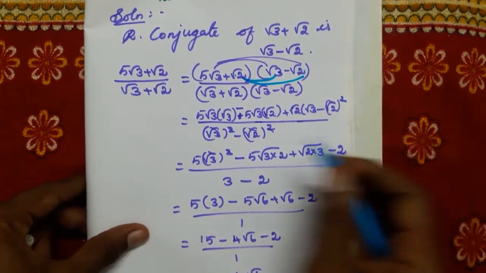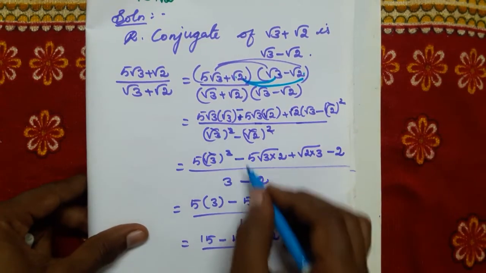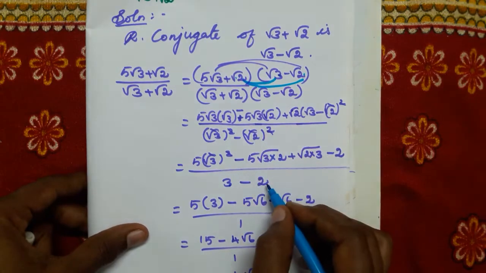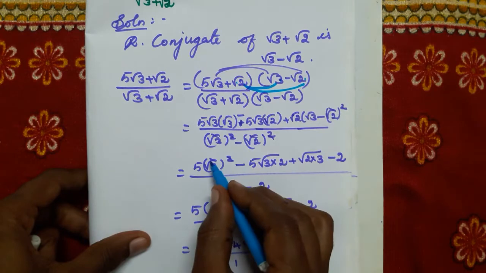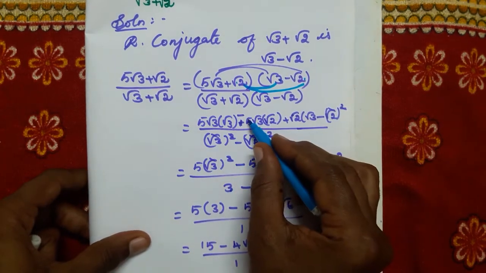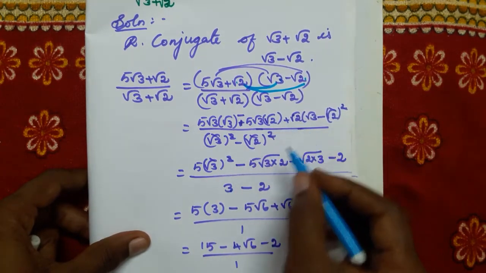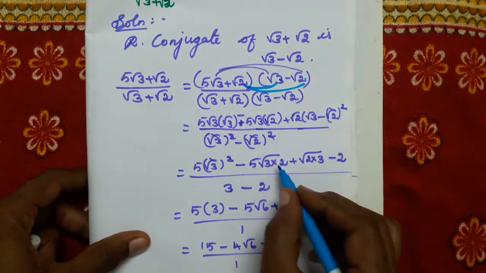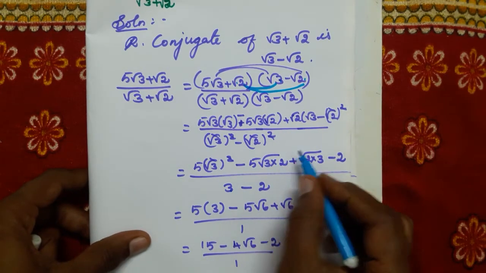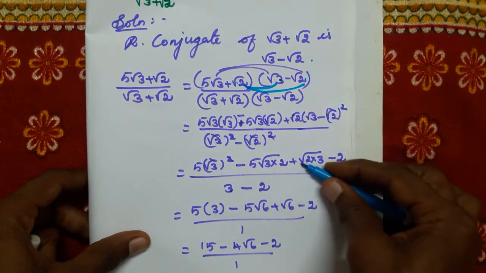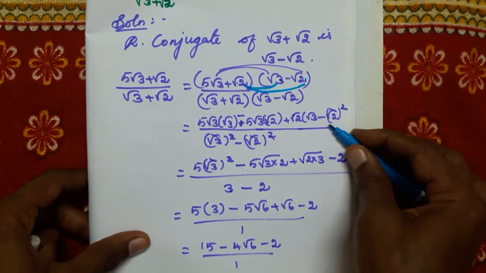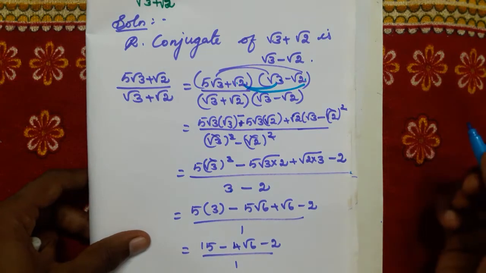So, what we are getting in the denominator? Root 3 the whole square means 3. Root 2 the whole square means 2. Next, 5 into root 3 into root 3, root 3 the whole square. Minus 5 into root 3 into root 2, root 3 into 2. Plus root 2 into root 3, root of 2 into 3. Minus root 2 the whole square.